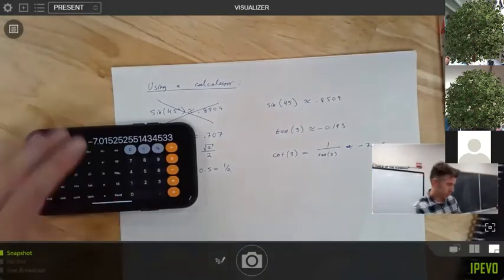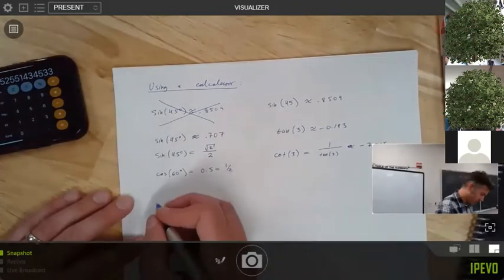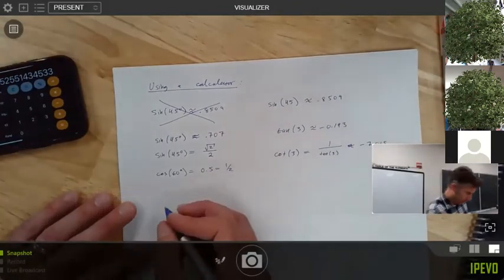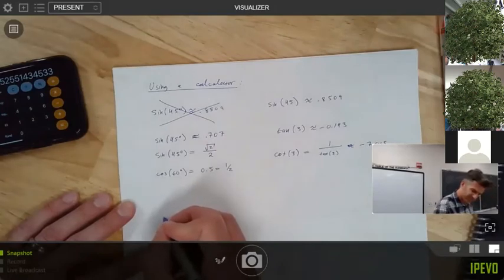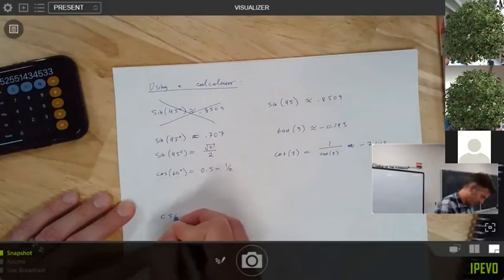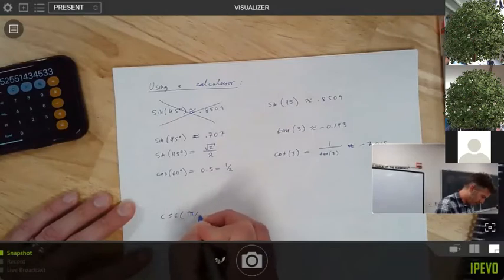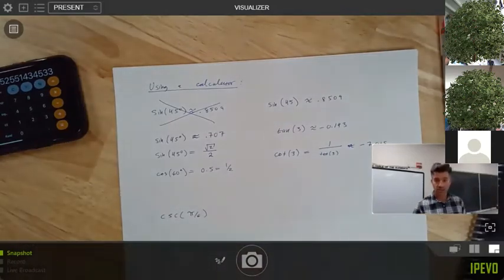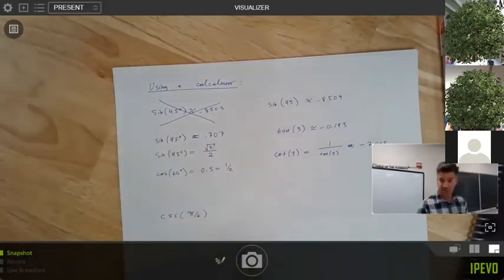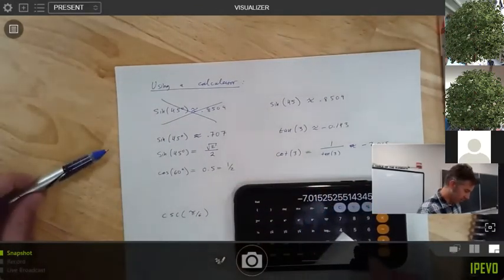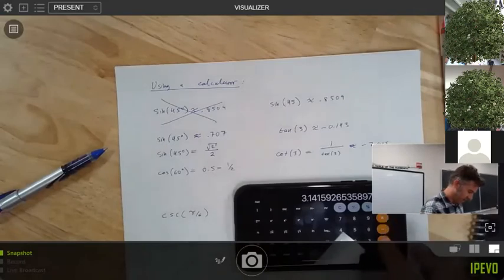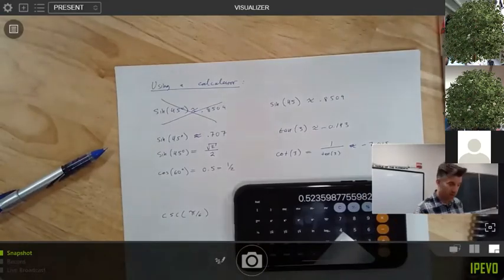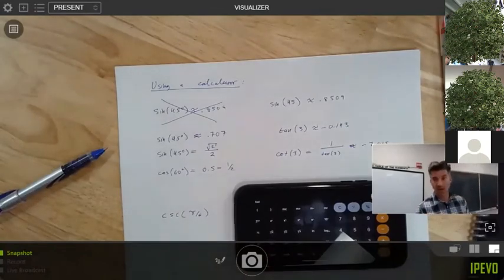Another example, and then I should really stop talking. Let's say I want to find cosecant of pi over 6 radians. Here's how we have to do this with the calculator. We're going to do first pi divided by 6. Then we're going to do sine of that. And then we're going to do the reciprocal of that.